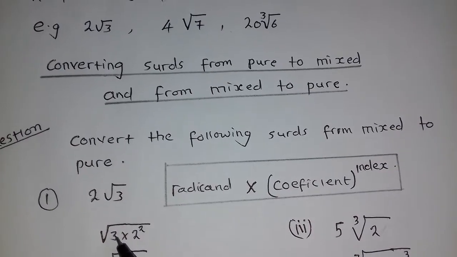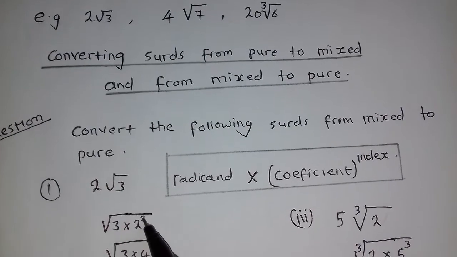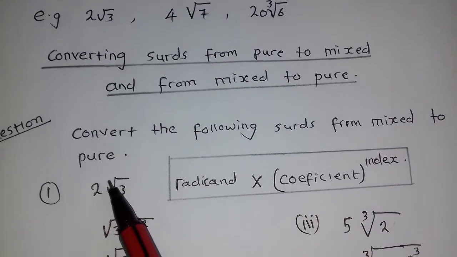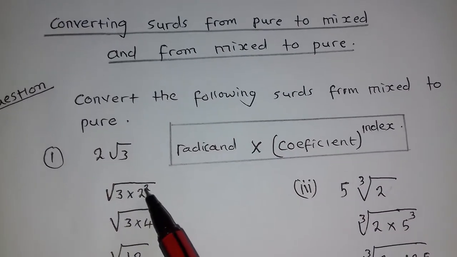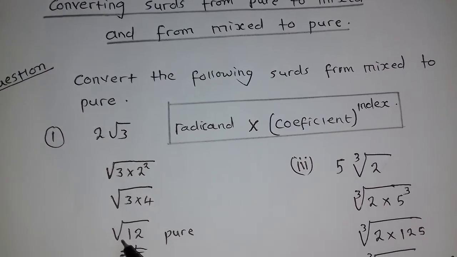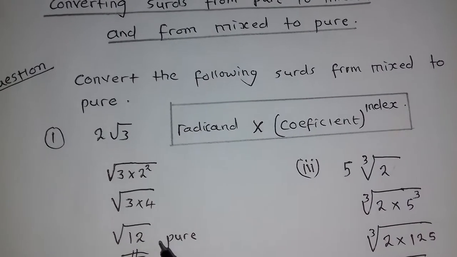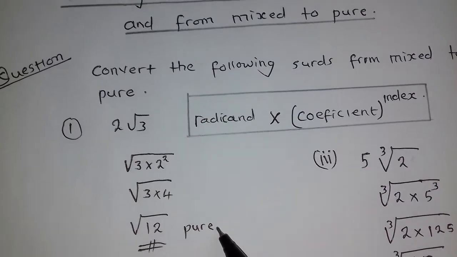So this will be 3 times 2, which is this one, to the power 2, which is gotten from this part here. So we know that 2 to the power 2 is giving us 4. So 4 times 3 will give us 12. So this 12 has a coefficient of 1. Therefore, it is a pure SAD.